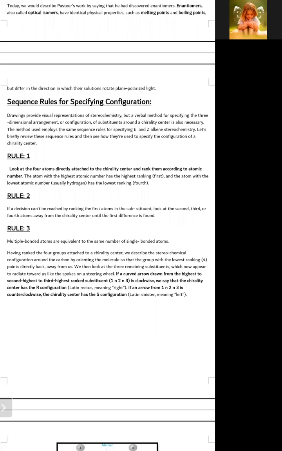Then the next step is sequence rules for specifying configuration. The method used employs the same sequence rules used for specifying E and Z alkene stereochemistry. Let's briefly review these sequence rules. The first rule is to look at the four atoms directly attached to the chirality center, for example a chiral carbon, which is attached to four different functional groups, and rank them according to atomic number.